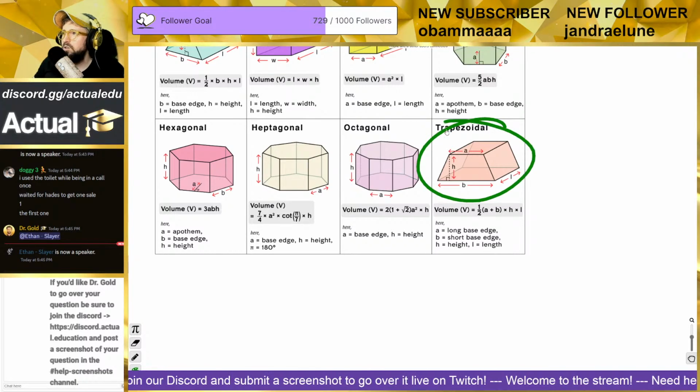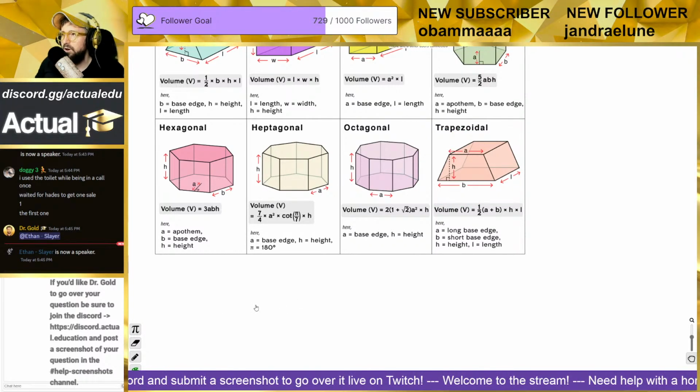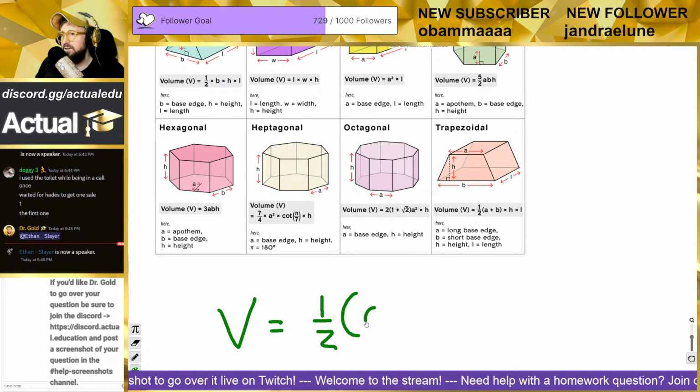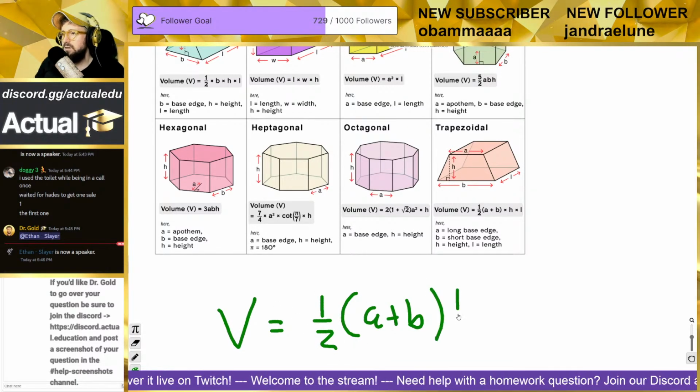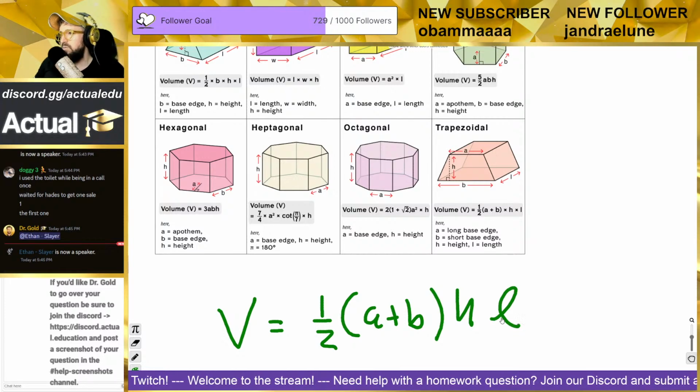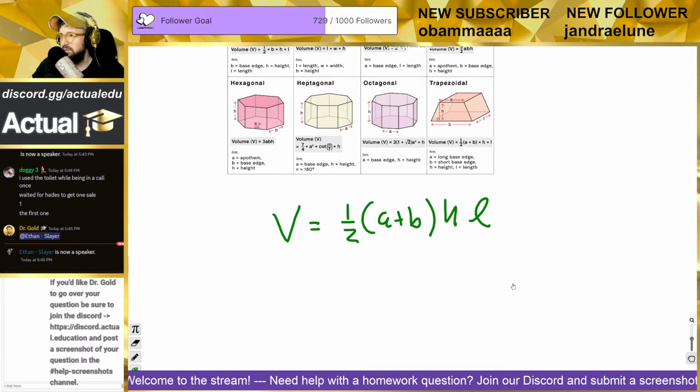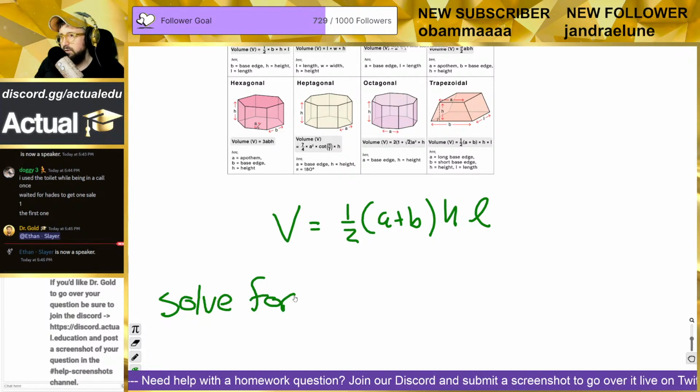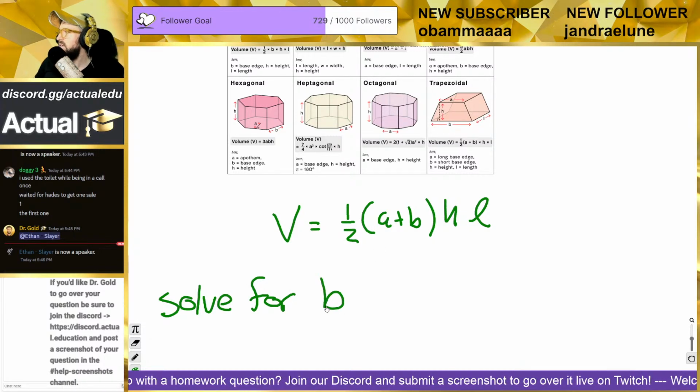Or actually, no. Let's do this. Let's do the trapezoid. So here, the volume of a trapezoidal prism is equal to 1/2 (a plus b) times h times l. Okay. And I want you to solve for b.